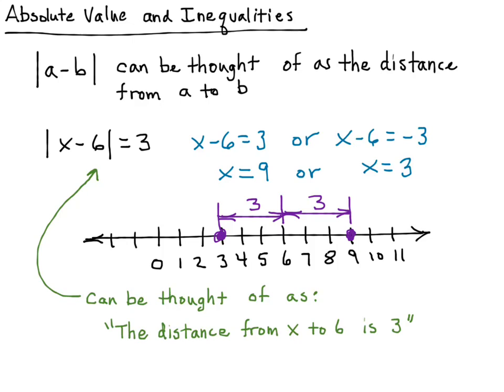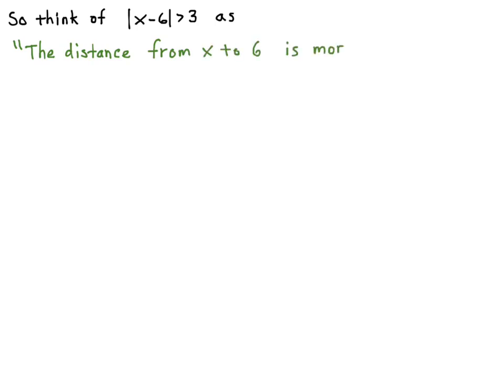All right, so let's look at a modification of that equation. Say the absolute value of x minus 6 is greater than 3. So then kind of the physical meaning of this thing is that the distance from x to 6 is more than 3. All right, so think about that, the way that solution is going to play out.